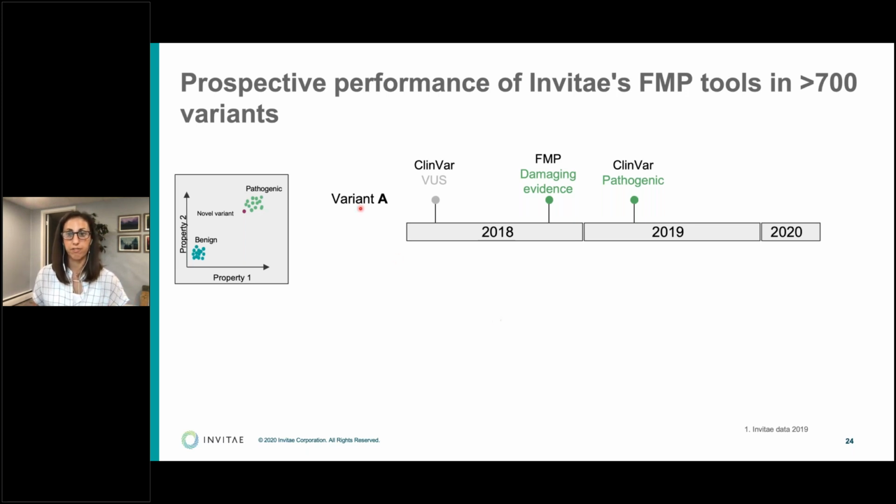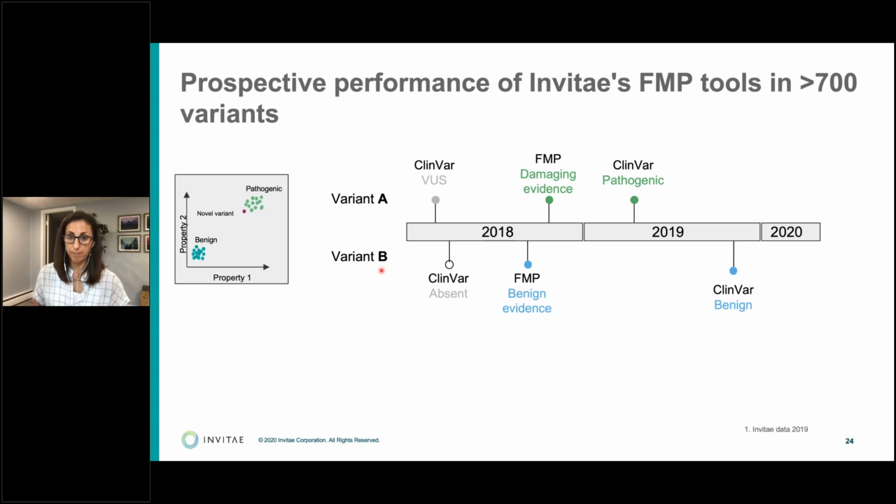For example, for variant A, we see that it was reported as a VUS in ClinVar in 2018. Our FMP tools predicted damaging evidence for that variant. And then at a later time, that same variant was classified as pathogenic by a different lab independently. So it essentially supported that the predicted damaging evidence created by our FMP tools was accurately predicting the variant to be deleterious.